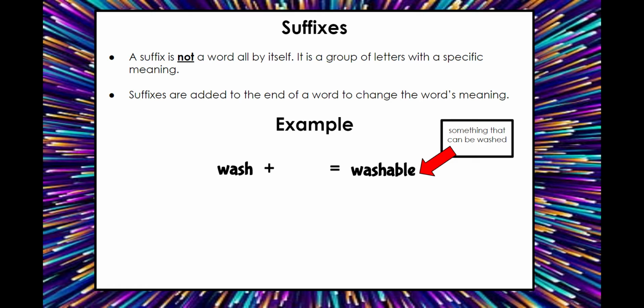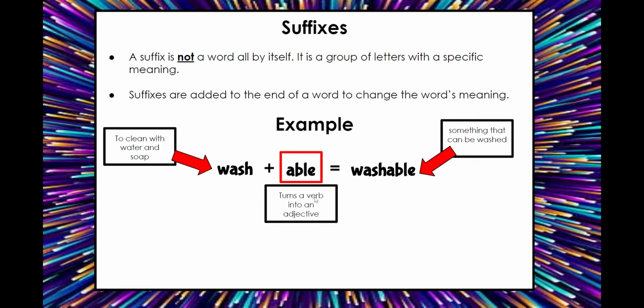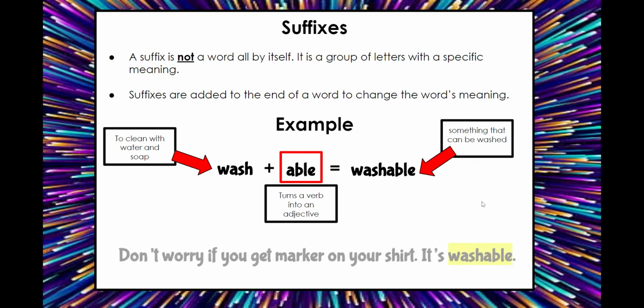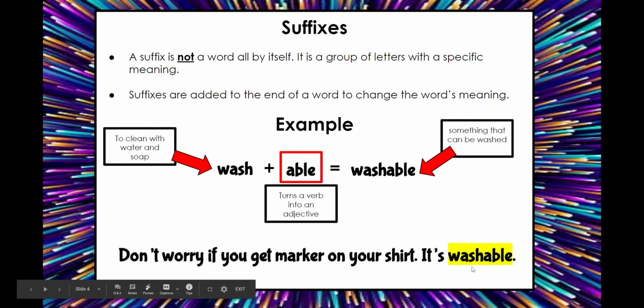For example, if we take the word wash, we know that wash means to clean with water and soap. When we add the suffix able, it turns a verb into an adjective, and we get the word washable, which means that it is something that can be washed. Don't worry if you get marker on your shirt, it's washable. So there's an example.